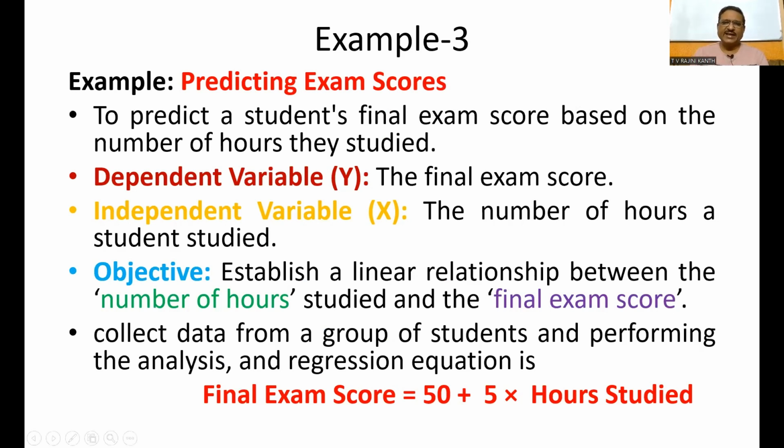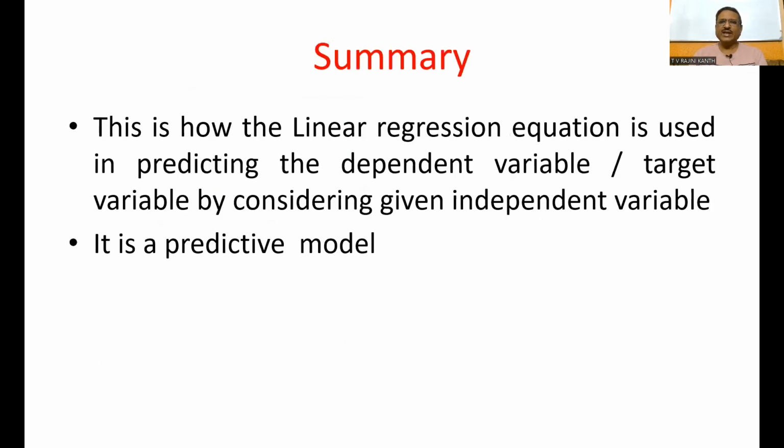We collected the data and got the linear regression equation as final exam score equal to 50 plus 5 times hours studied. Here 5 is the slope and 50 is the y-intercept. This is the third example of today's session. To summarize, the linear regression equation is used to predict the dependent variable, or target variable, by considering the independent variable values. So it is a predictive model once again.